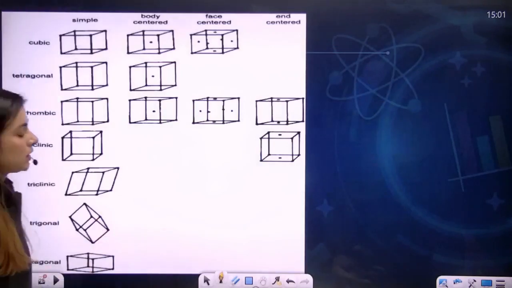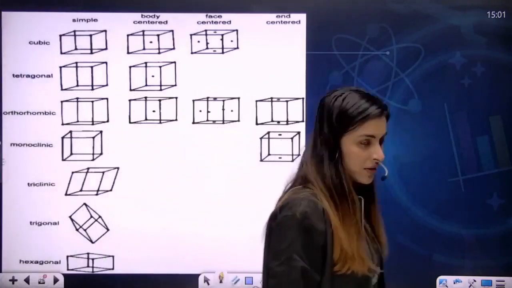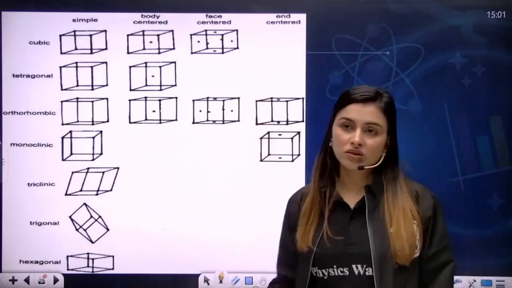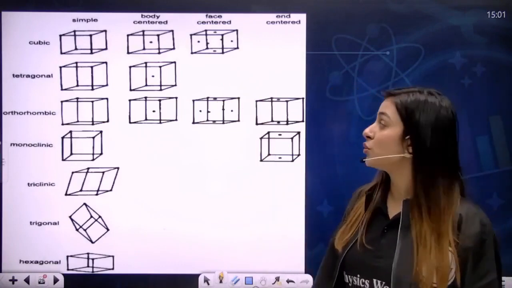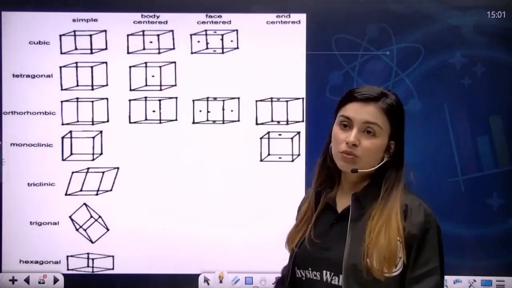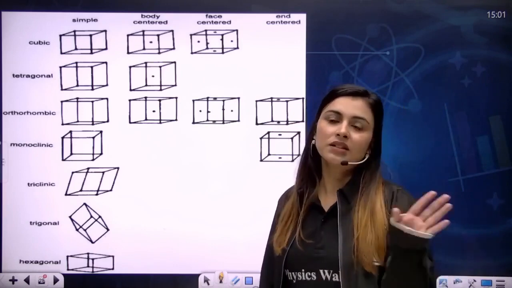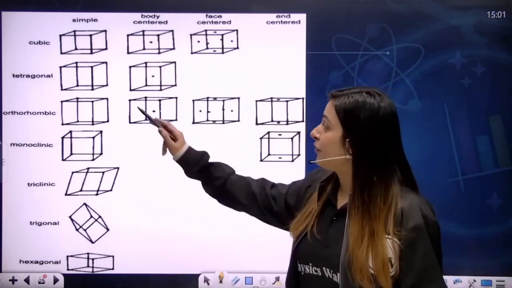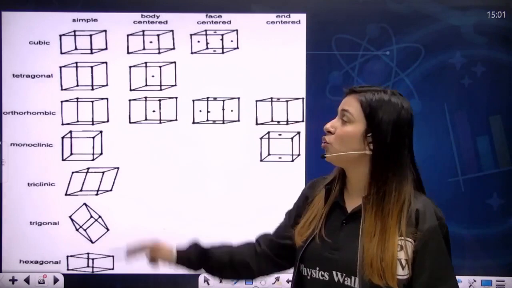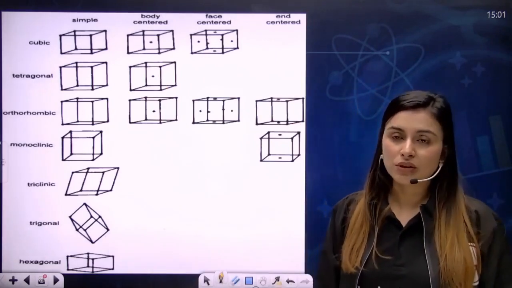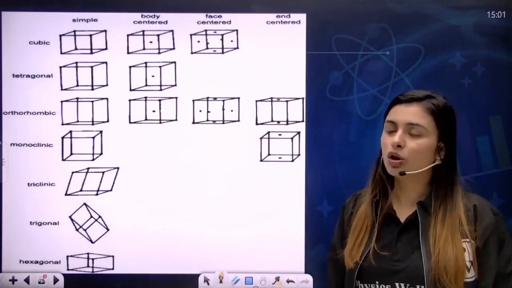These are the crystal systems that are possible. For example, let's say cubic crystal system. In cubic crystal system, my dear students, only 3 types of arrangements are possible. The end centered arrangement is not seen. If you talk about the tetragonal, only 2 types of arrangements are possible. The others, due to symmetry, are not possible.